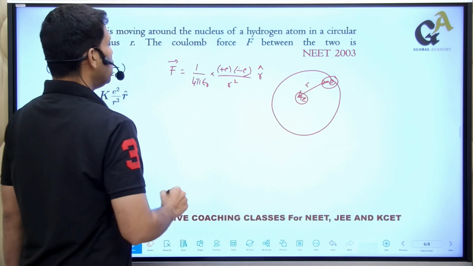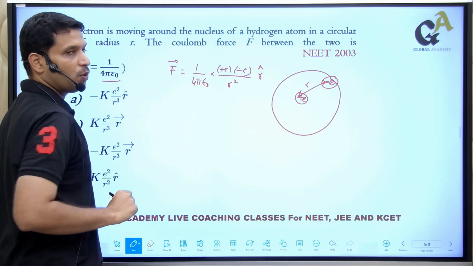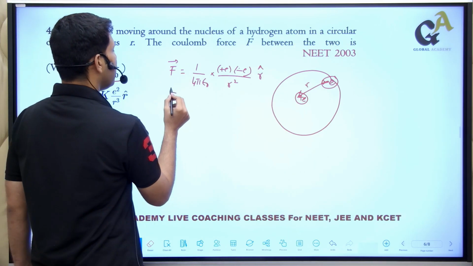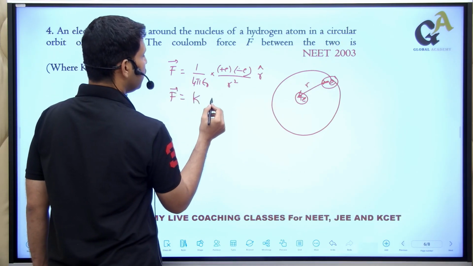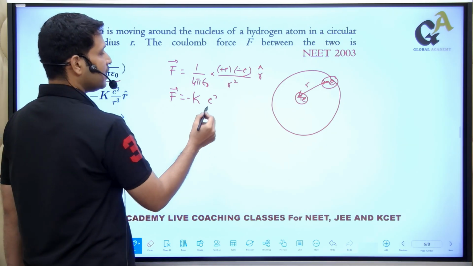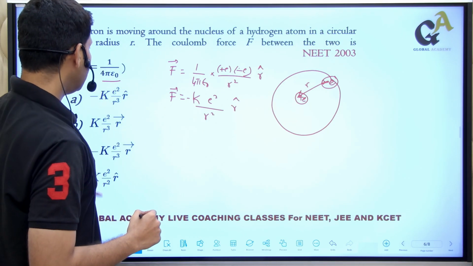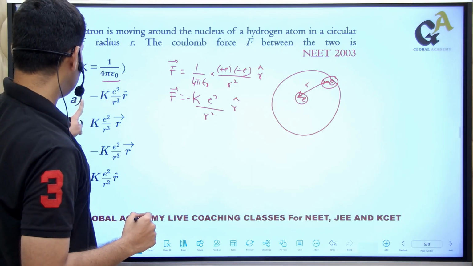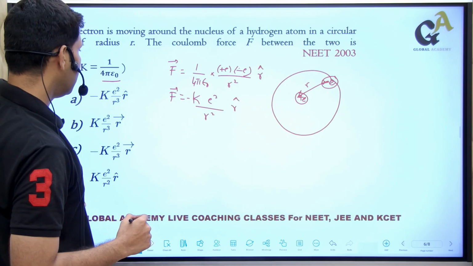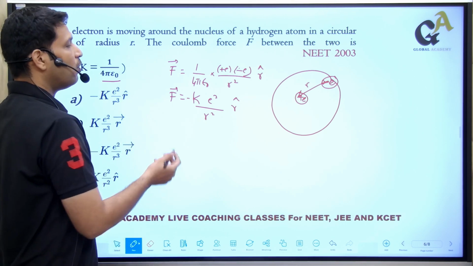Now if you substitute 1 divided by 4 pi epsilon naught equal to k, you will get F is equal to k into minus e square, because plus e into minus e is minus e square, divided by r square into r cap. Among the answers you do not have this one, so we have to modify it here.